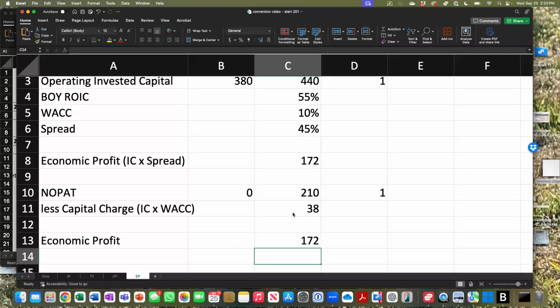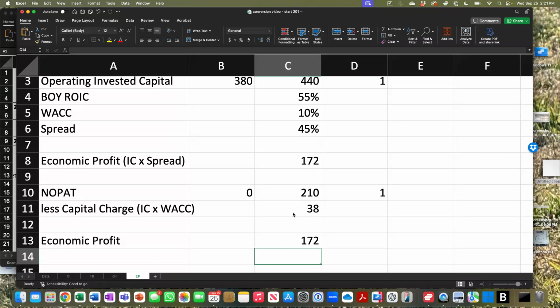One's the spread method, the percentage method. The other's the dollar method. Just kind of rearranged math, right? But those are the four statements that you need to convert. Okay, so you need the income statement to TII, the balance sheet to TFI, create a CFI cash flow, and create an economic profit based on beginning of it.